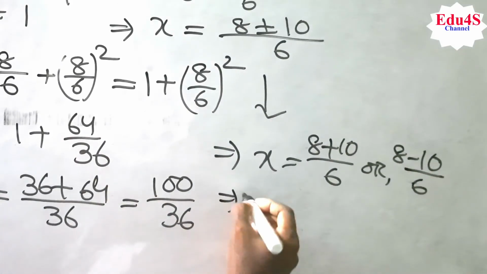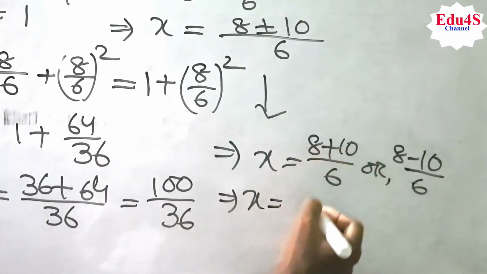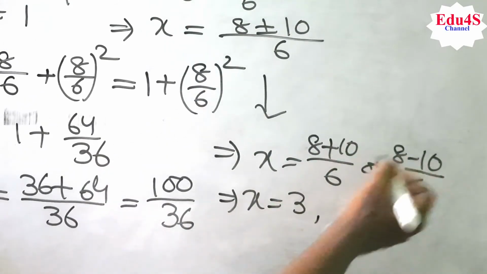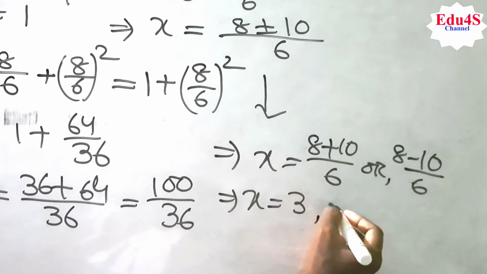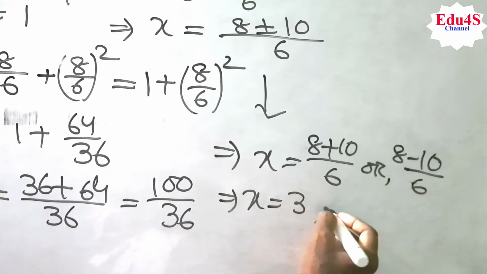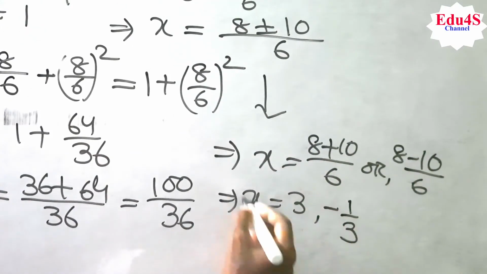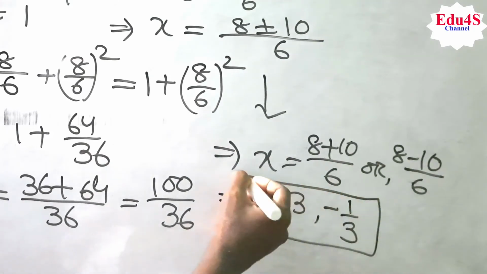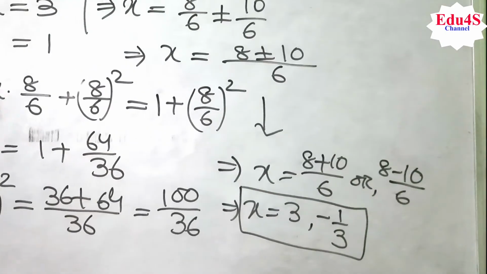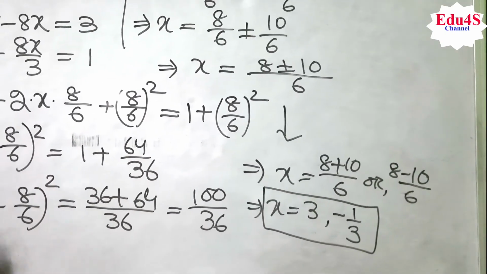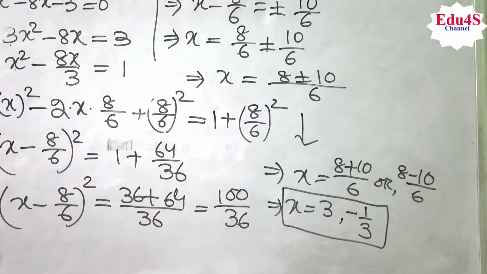So this implies x is how much? This is 18 by 6, that is 3. Then this is 8 minus 10, that is minus 2 by 6. So how much will it be? Minus 1 by 3. So this is our answer. Clear? So this is our answer. In this way, we can solve any type of quadratic equation by using the completing the square method.